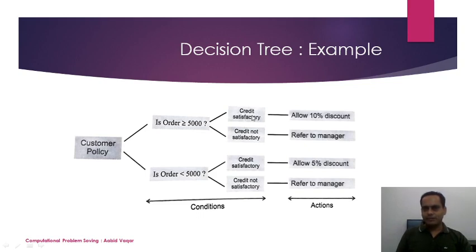So we will reach this position after crossing these two steps. Number one, the credit should be satisfactory. Number two, the purchase should be made for more than 5000 rupees. If the customer has purchased more than 5000, but his credit is not clear, then refer to the manager. The same example we discussed in the form of a decision table is being discussed in the form of a decision tree. Similarly, if the order is not greater than 5000, it is worth less than 5000. If credit is satisfactory, then a 5% discount will be provided to the customer. And if neither the purchase is more than 5000 nor the credit is satisfactory, then refer to the manager. So in this situation, these are the conditions and these are the actions. This is just a method to depict the decision. Earlier we used a table and now we are using a tree.